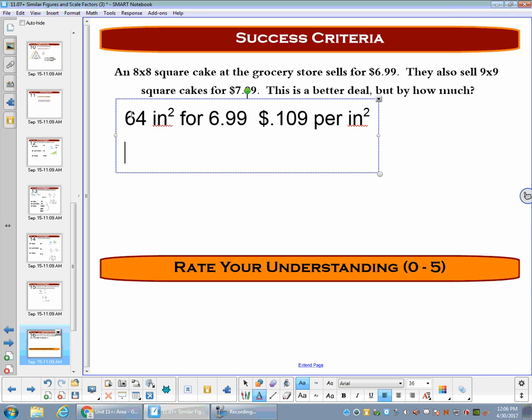So if we want to do the other one, we have a 9x9 cake that's 81 square inches for $7.99. And so if we divide that out, $7.99 divided by 81, and that's 0.0986 dollars per square inch.